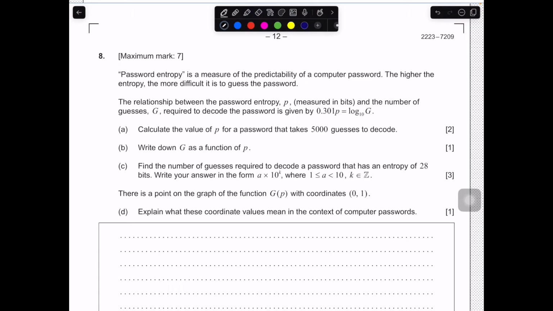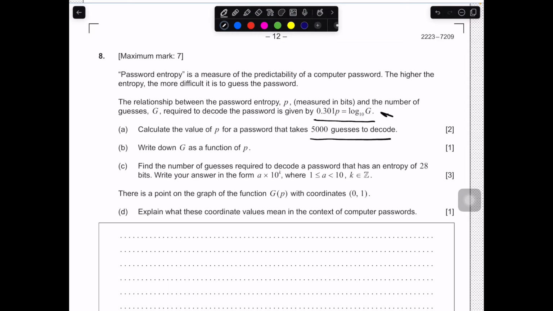Password entropy is a measure of the predictability of a computer password. The higher the entropy, the more difficult it is to guess the password. The relationship between the password entropy p, measured in bits, and the number of guesses g required to decode the password is given by this relationship right here. 0.301p equals log base 10 of g. And now they want us to calculate the value of p for a password that takes 5,000 guesses to decode. So this might look a little complicated, but we are essentially in the domain of a kind of input-output situation.